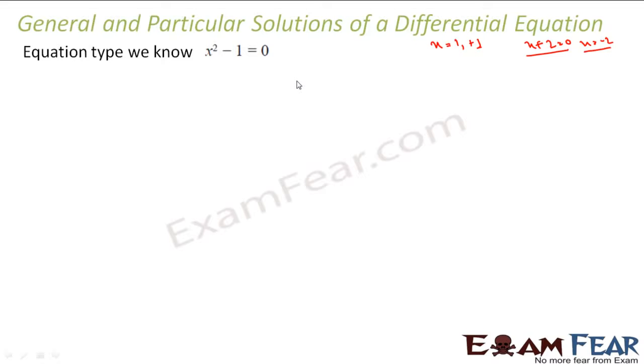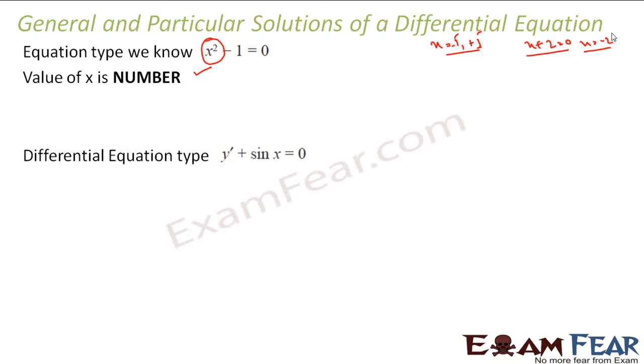They are always particular solutions because it all depends on the power. So if it has power 2, it will have at most 2 solutions. If it has power 1, it will have at most 1 solution. These kinds of equations we know, and the value of x is always a number. Please note, here I am getting x as 1 or minus 1, right? In this case I am getting x equal to minus 2. So the value of x is always a number.